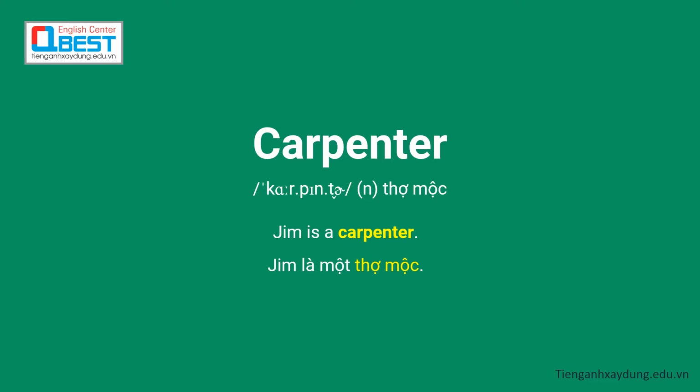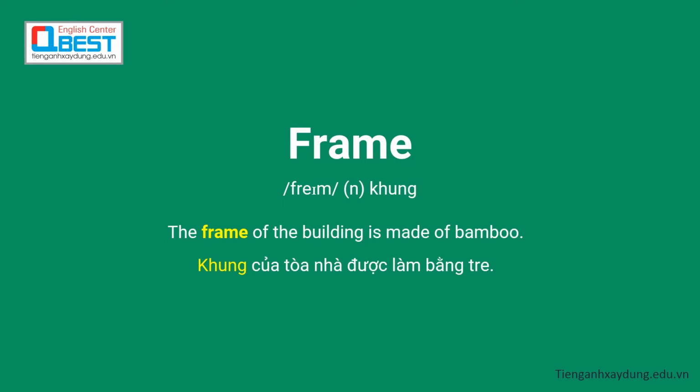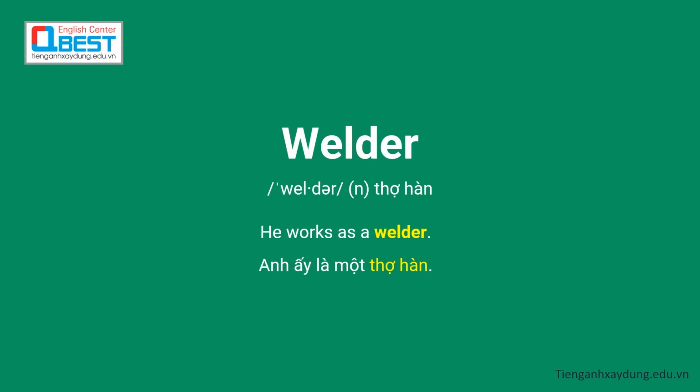Carpenter. Jim is a carpenter. Check. We need to check the floor's surface. Frame. The frame of the building is made of bamboo. Welder. He works as a welder.